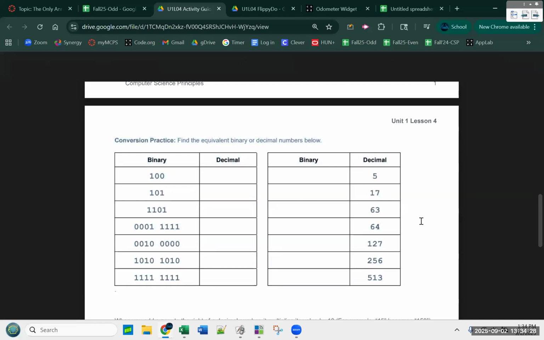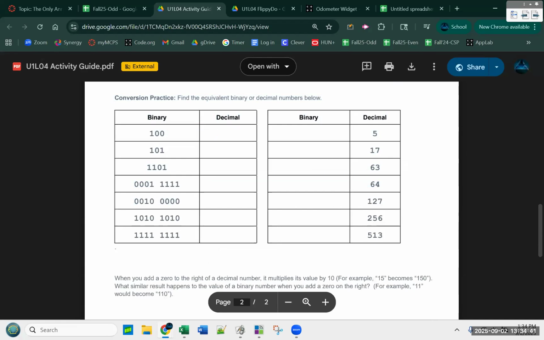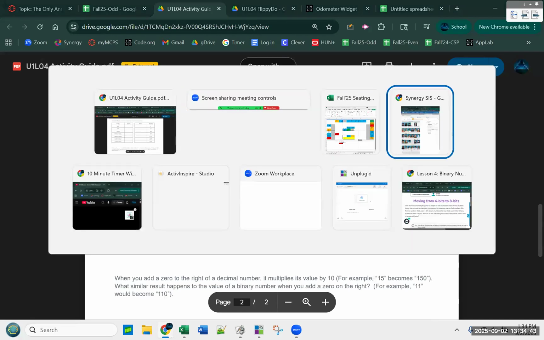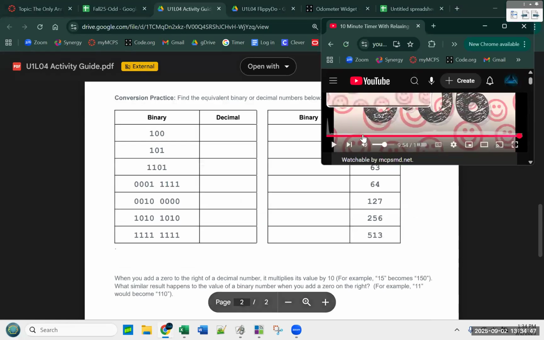Okay, so on the back, we have some binaries going to decimal and decimals going to binaries. A hint is that you might need more than 8 bits to answer some of them. Okay, so ready, steady, go. Collaboration is encouraged, sure.